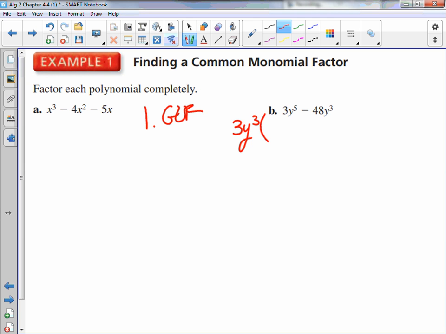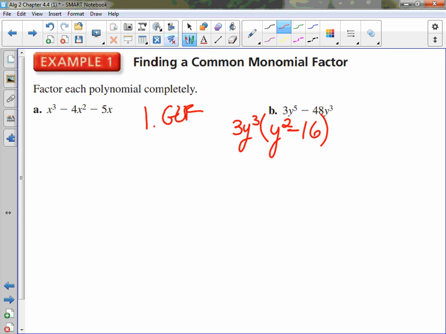Well, 3 out of 3 would leave me with what? 1. If I pull 3 y's out of y to the 5th, I'm left with y squared. Because if I remove 3, how many do I have left? I have 2 left over. Minus. If I factor 3 out of 48, or 48 divided by 3 would give me 16. And that's it, because I've pulled all 3 y's out, because there were 3 there, and I removed 3, so there wouldn't be any left.